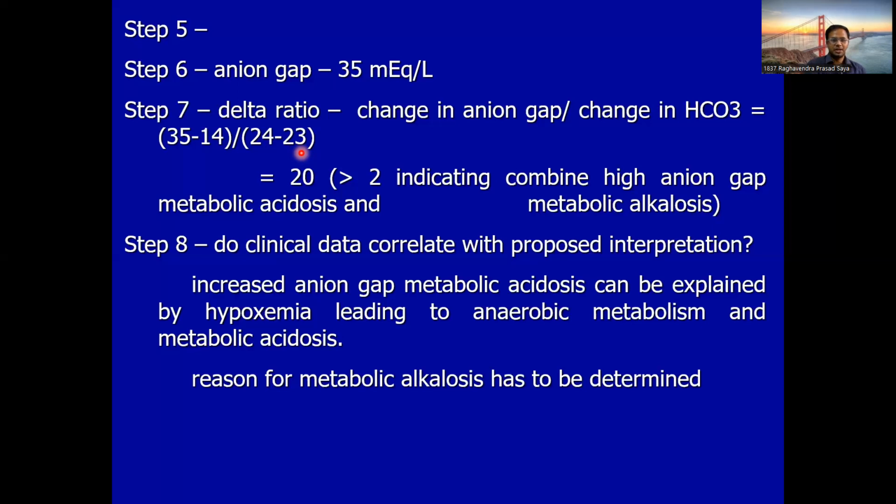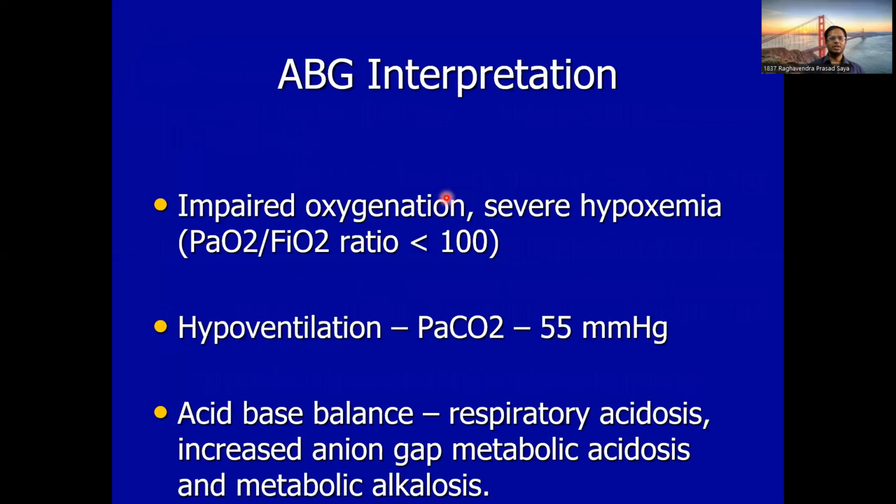Okay. So what is the diagnosis or interpretation of the ABG in this patient? Number 1, the patient is having impaired oxygenation, that is severe hypoxemia, wherein the PaO2 to FiO2 ratio is less than 100. And the patient is hypoventilating, that is, PCO2 is 55 millimeter of mercury, so the patient is having type 2 respiratory failure. The acid-base disturbance interpretation is that the patient is having acute respiratory acidosis, high anion gap metabolic acidosis and metabolic alkalosis. Okay. So this is the complete interpretation of the ABG in this patient.